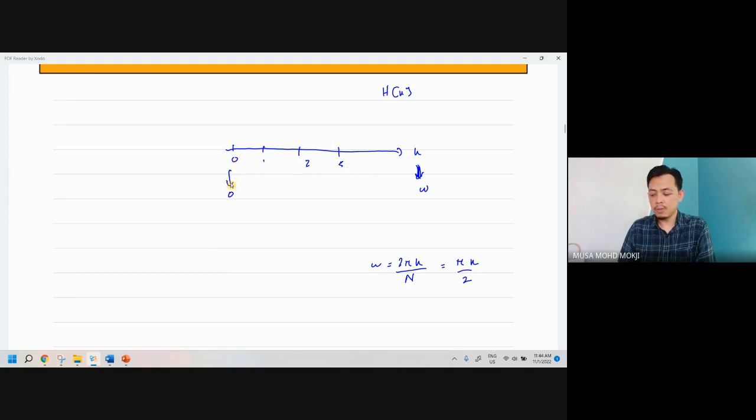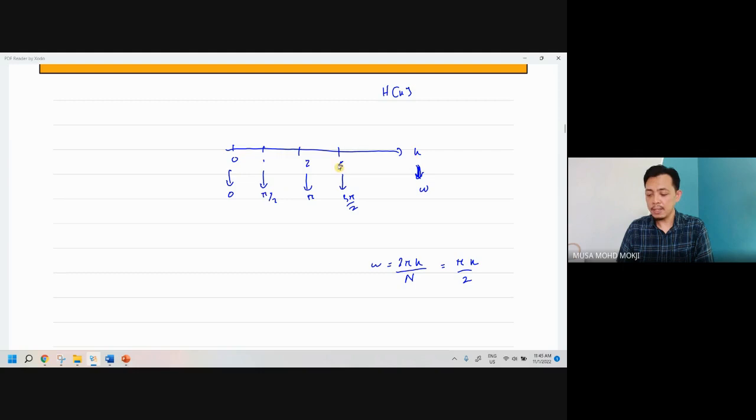So when k is 0, omega is 0. When k is 1, this is actually pi over 2. This one will be pi, and then this will be 3 pi over 2, in terms of omega. So actually, if we choose n equals 4, we are going to compute this spectrum at omega equals 0, pi over 2, pi, and 3 pi over 2. So we're just looking at these 4 frequencies only, right? So that's what it means. We are sampling the frequency.